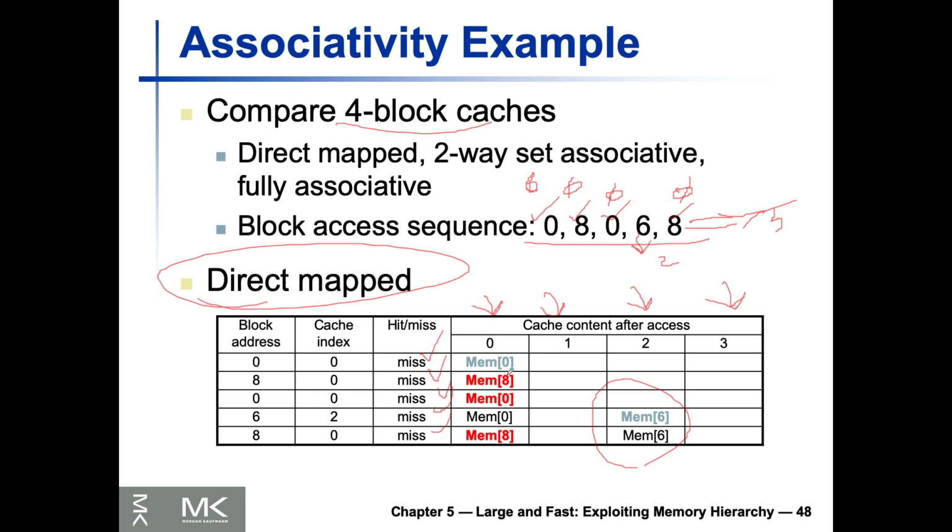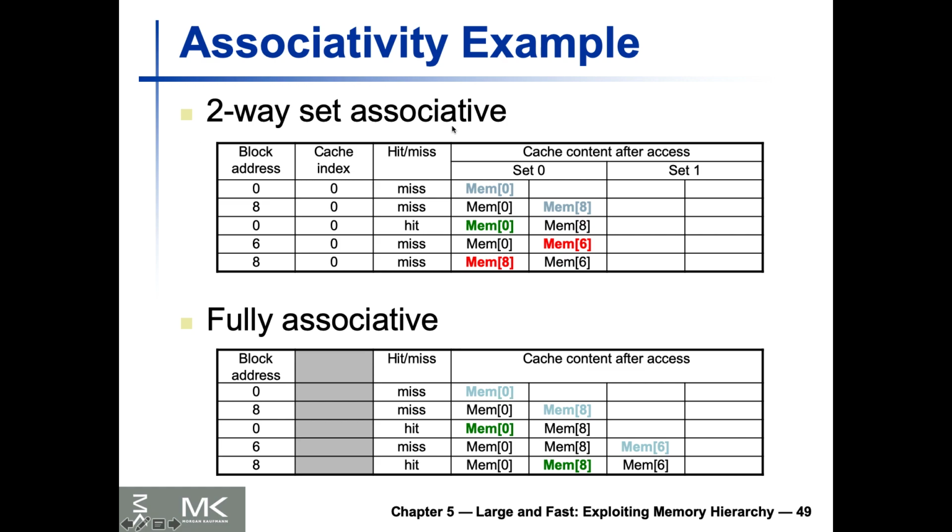So let's see the same block access sequence and what's going to be the output of a two-way set associative cache. For two-way associative, it has 2 sets, set 1 and set 0. The way we find which set to place a block in is just a simple mod again.